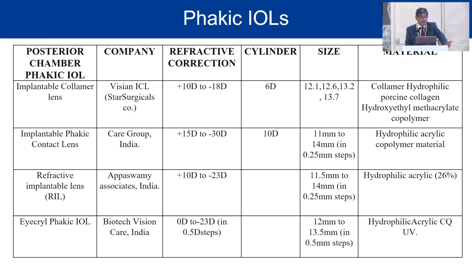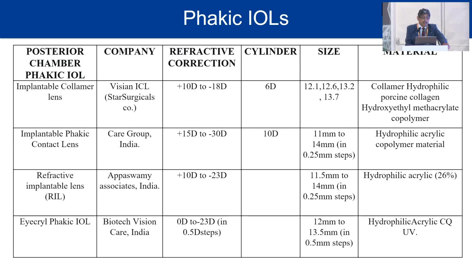The second one is from the Care Group, which can correct from plus 15 diopters up to minus 30 diopters. I have used up to minus 26 diopters, with 6-7 diopters of correcting cylinder. The size can be varied from 11 millimeter to 14 millimeter in 0.25 millimeter steps. Another is from the Appasamy group, which can correct from plus 10 diopters to minus 23 diopters, in various sizes from 11.5 to 14 millimeter.